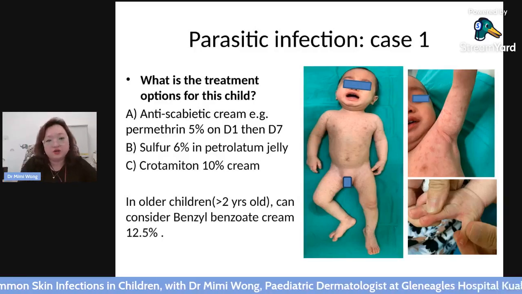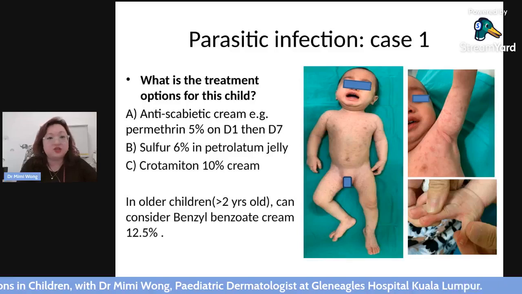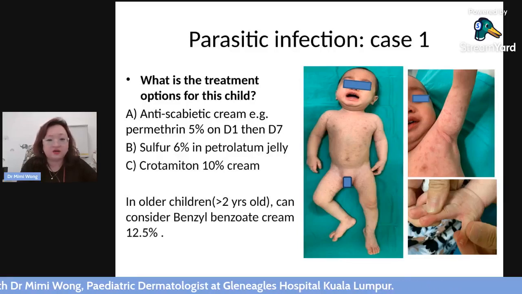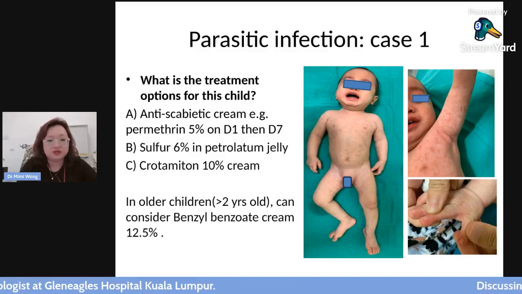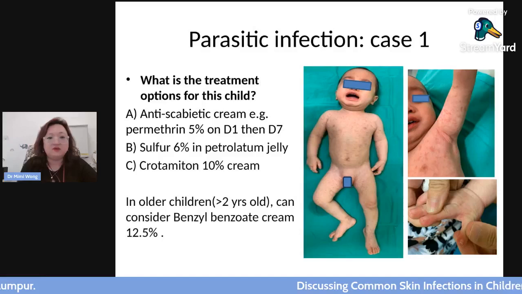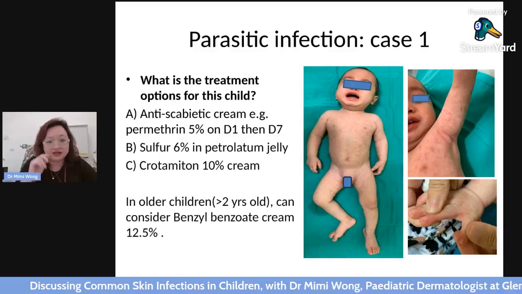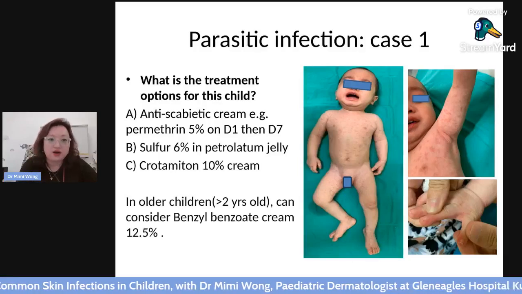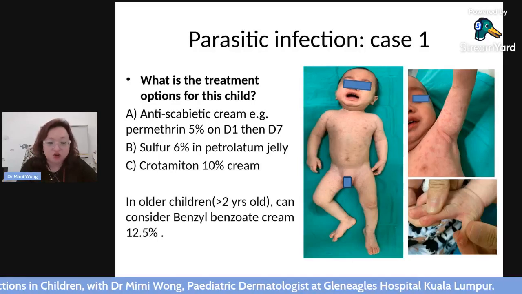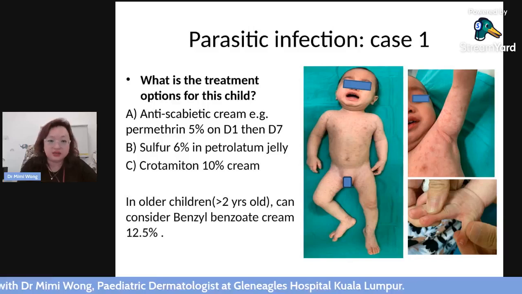So we can also use sulfur 6% in petrolatum jelly and also crotamiton 10% cream. In older children, more than 2 years old, you can consider using benzyl benzoate cream. This at 12.5%. If you're more than 12 years old, you can use 25%. However, this benzyl benzoate cream is associated with higher side effects such as skin dryness and also itchiness and skin irritation.